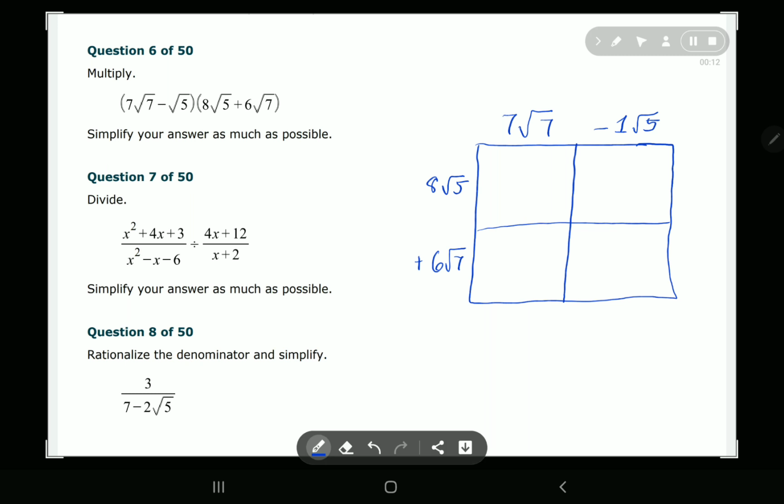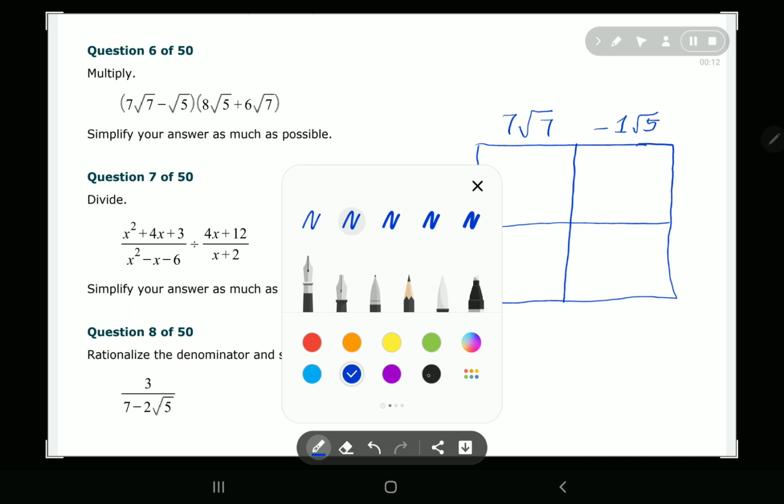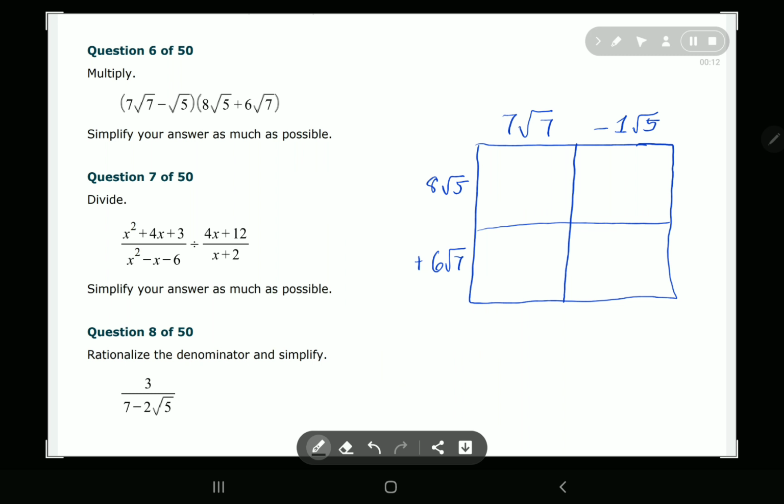Now the rules are, you multiply the numbers outside the radicals with each other, and you multiply the numbers inside the radicals with each other. So for the first box, we have 7 square root of 7 times 8 square root of 5. We're multiplying the 8 and 7, which gives us 56. And then we're multiplying the square root of 5 with the square root of 7. Square root of 5 times square root of 7 is square root of 35.